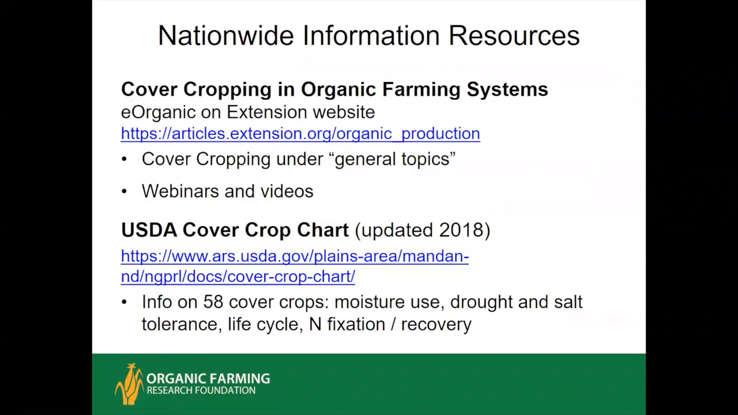More national resources, cover cropping for organic systems, topic area right here on the eOrganic website, and of course the webinars and videos. Then this USDA cover crop chart, which is developed for the Northern Great Plains area. I've mentioned that several times. Great information, a lot on drought tolerance, some on salt tolerance, and moisture use. These two together are very important for growers in the West.